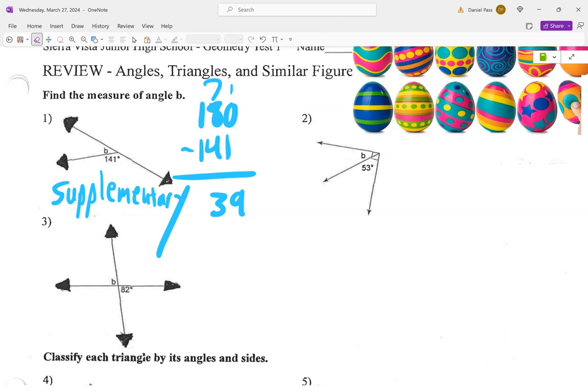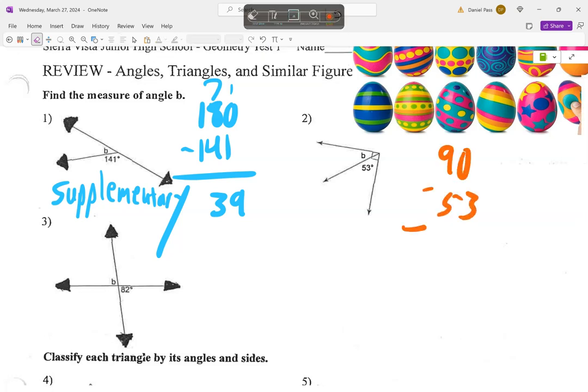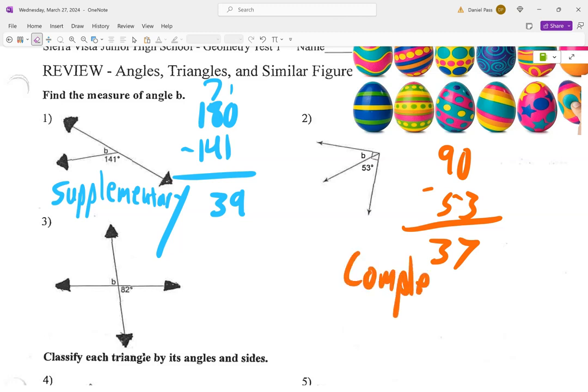And now let's welcome LJ to the stage. All right, LJ, how do we do this one? You subtract 90 by 53, and what do we get? 37. That is correct. And what kind of angles are these? Complementary. That's correct. You're going to have to know this. Please make sure you know it.